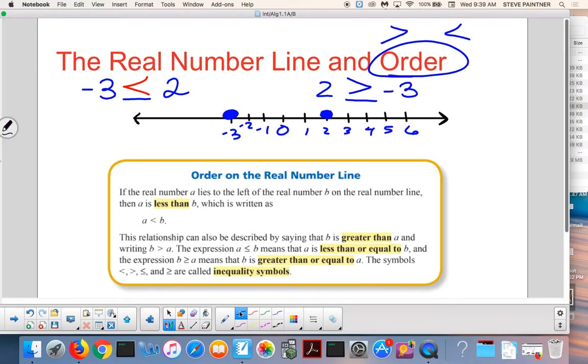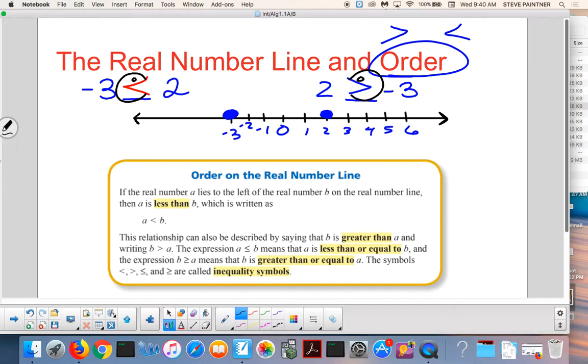So watch this. Always remember, if you make a Pac-Man out of the deal, Pac-Man always eats what? The bigger number, right? So whatever you do, look at it and say, if 2 is bigger, make sure it opens up to the 2. Or better yet, it always points at the smaller number. Negative 3 is smaller. I mean, that might help you too.